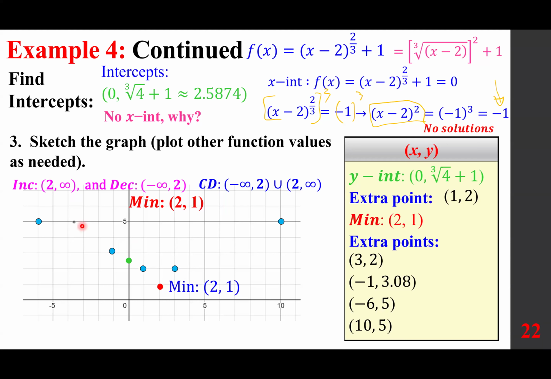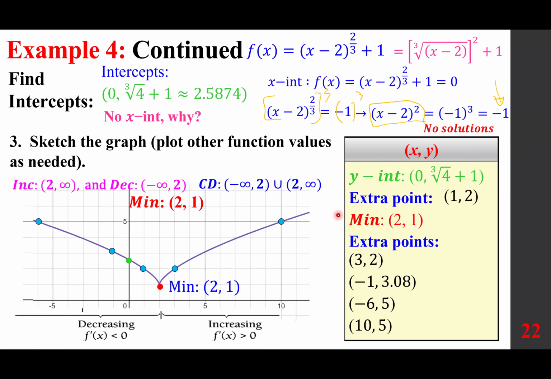And now put them all together. That's the graph. Obviously, the function is decreasing here, increasing here. Also, the function is concave down here, concave down here. So all the information that we have come up with shows as far as the graph is concerned.